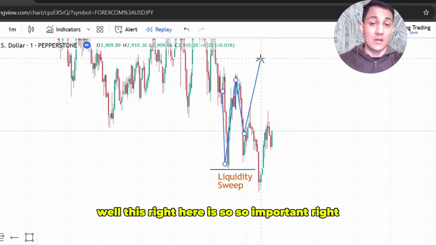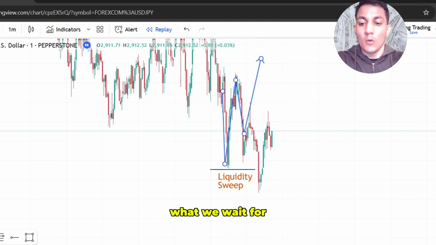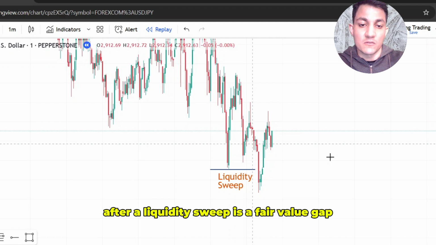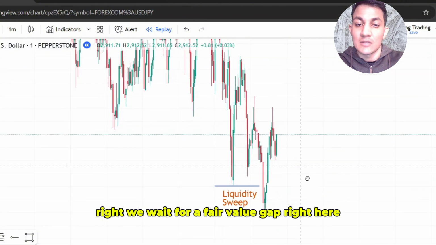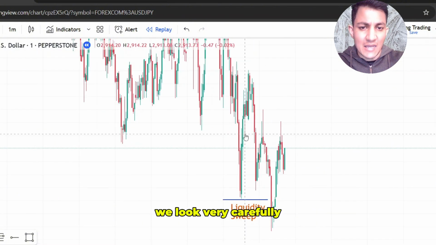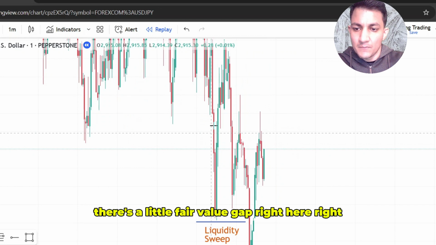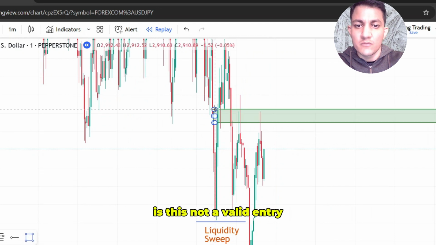Well, this right here is so important. What we wait for after a liquidity sweep is a fair value gap. Now, a fair value gap is just a gap that we have here and here. We wait for a fair value gap. Right here, if we look very carefully, there is a little fair value gap here. There's a little fair value gap right here. So you might be thinking, is this not a valid entry?